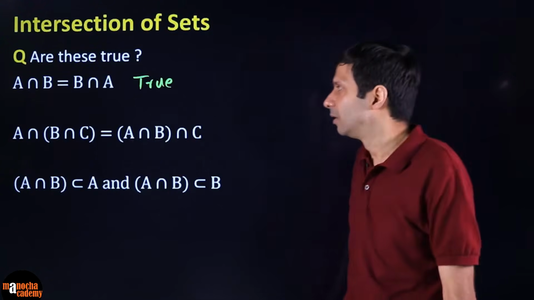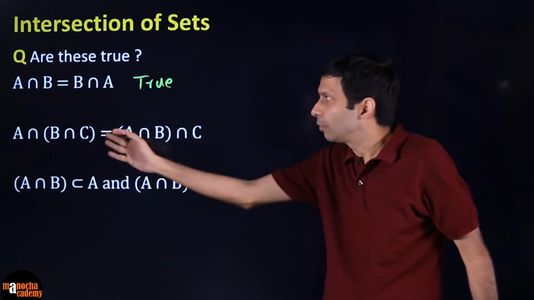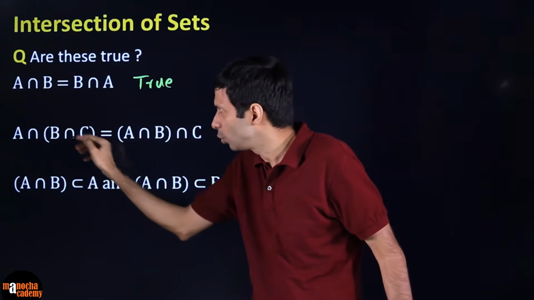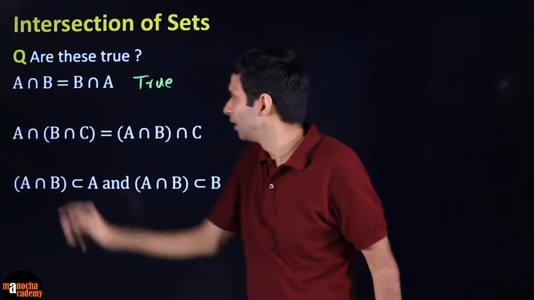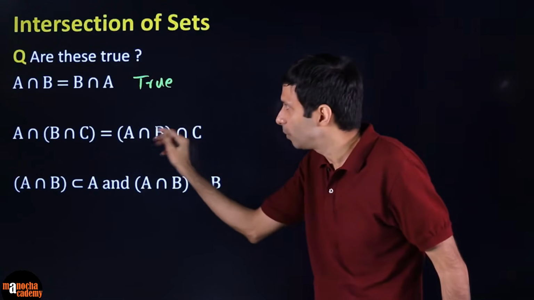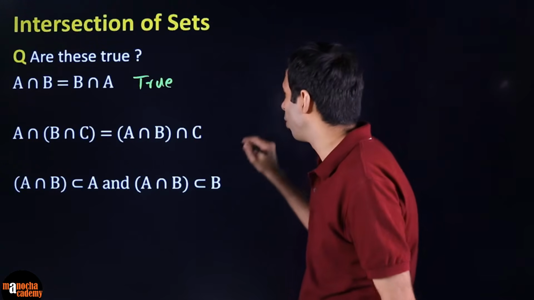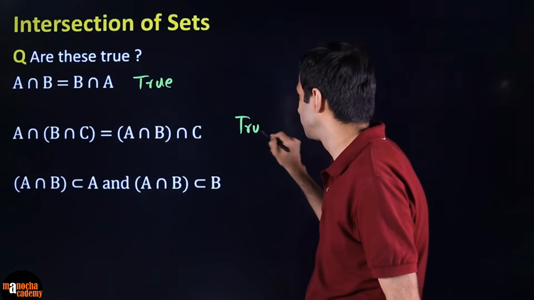Order doesn't matter. Similarly, you can see order will not matter here also if you take A intersection B intersection C. So you do this intersection first, then take it with that. Or similarly, if you do A intersection B first, the bracket first, and then take intersection with C. So order doesn't matter. It is true.